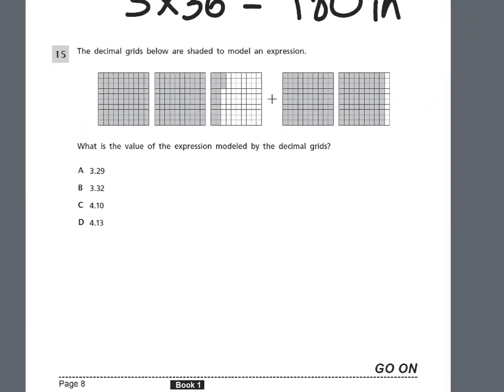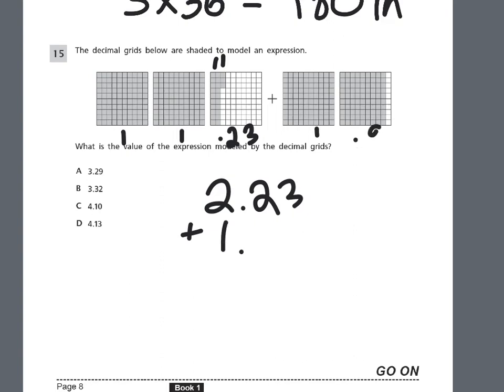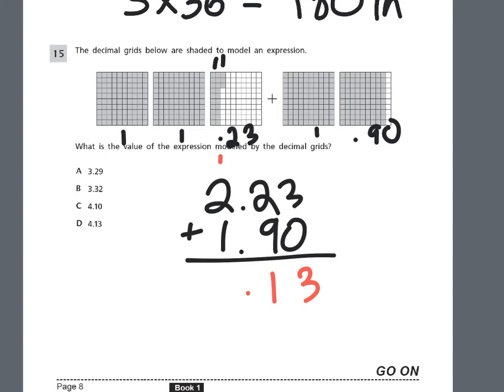For 15, the decimal grids below are shaded to model an expression. So pretty much, this is 1 whole, 1 whole. This is 2 tenths with, so that's 0.23, because there's 23: 10, 20, and you got 3 up top. So we have 2.23 plus 1 whole, and 0.9, which is 9 tenths. Or you could say 90 hundredths instead, because that's 90 little small squares that are shaded in. When we add that, that would be 3, 11, carry the 1. Decimal goes straight down, and that would be 4. So it would be 4.13, which is the letter D.